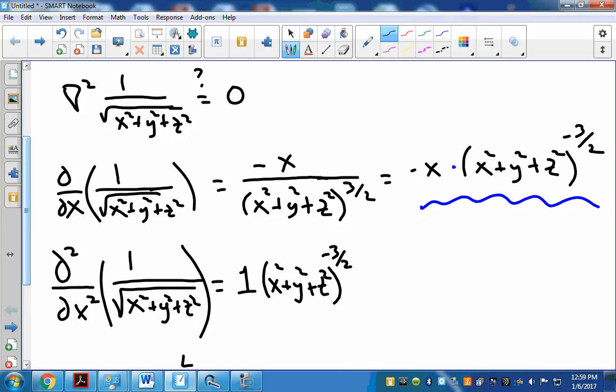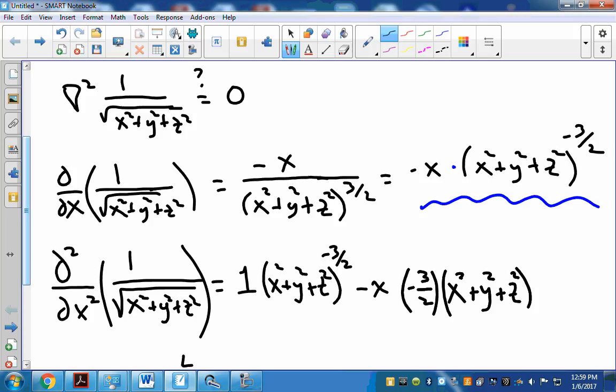Plus the first, which is minus x. I guess I could just write minus instead of plus a minus. Plus the first times the derivative of the second. So what do we have? We have minus 3/2, and then we have this sum of squares again. So now we have to subtract 1, minus 3/2, and then take the derivative of the inside with respect to x, and that's 2x. Okay, so there's the second partial.